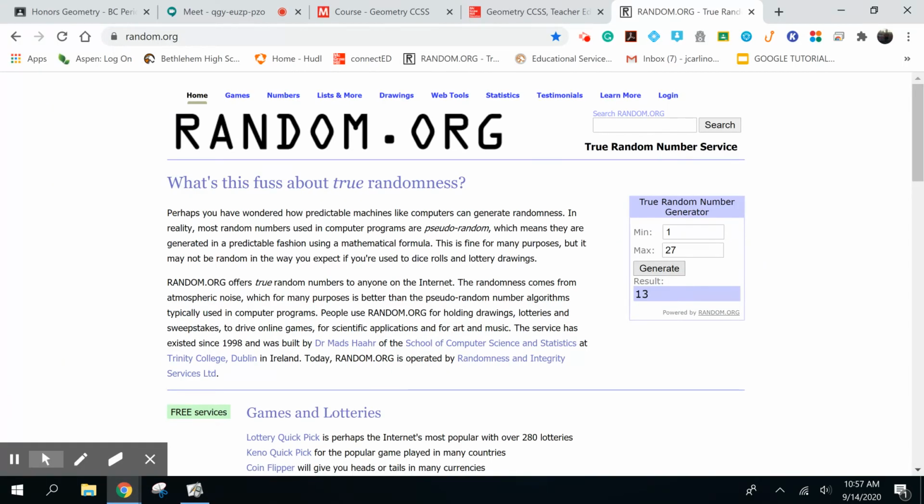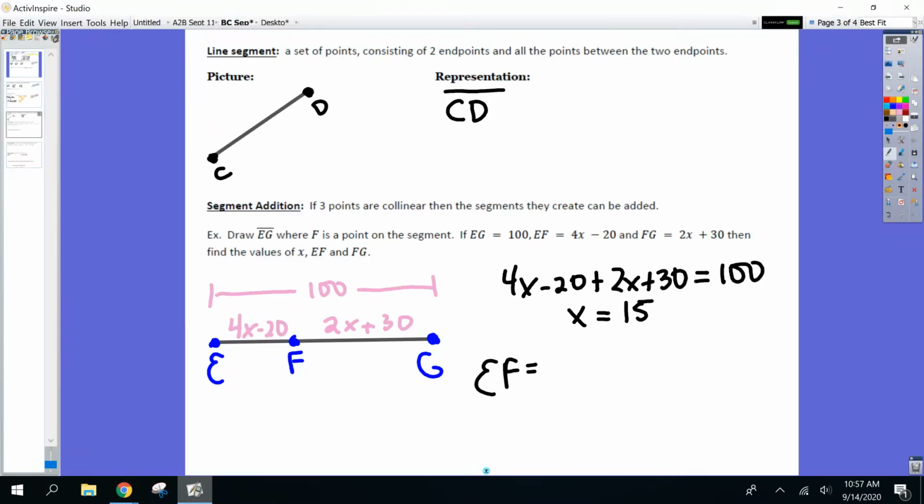Here we go, Sophia, what do you got? How are you finding it, Sophia? You would set 4x minus 20 as EF, and then you would replace the value of x with 15. Good. Take 15, plug it in for x. 4 times 15 minus 20, what's the length of EF, Sophia? 40. Yep.